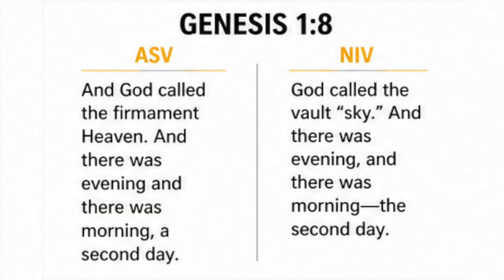Genesis 1:8, American Standard Version. And God called the firmament heaven, and there was evening, and there was morning, a second day. New International Version: God called the world sky, and there was evening, and there was morning, the second day. Key differences. Firmament versus world again. Some Hebrew word rakia, but ASV firmament, old literal style, NIV world, modern clarity.